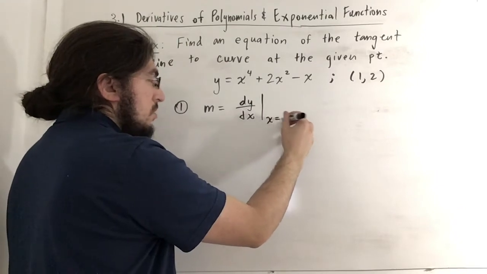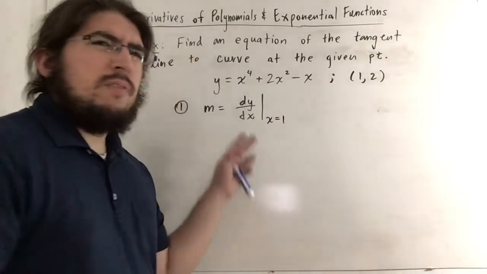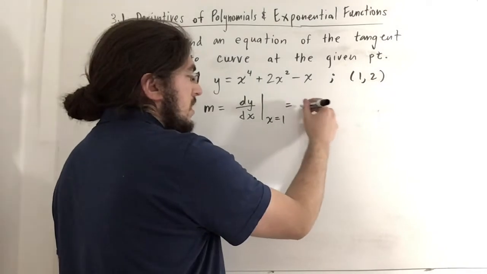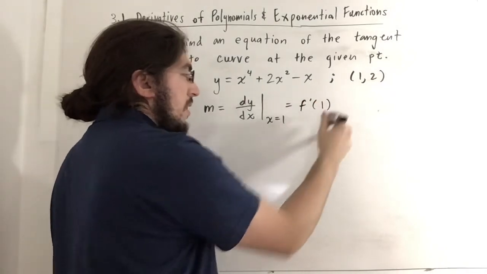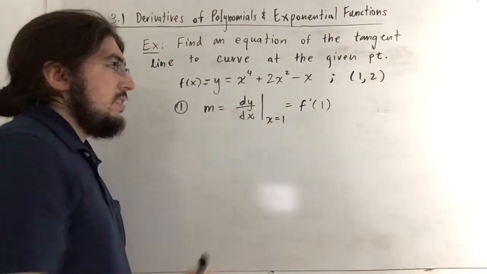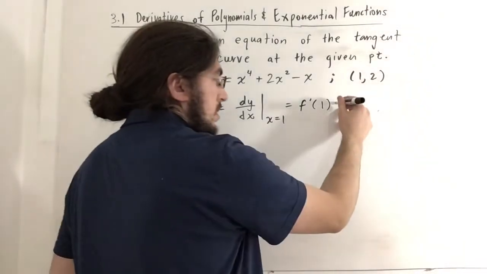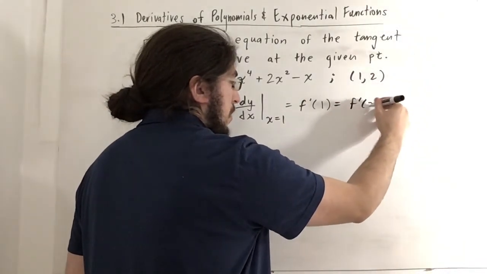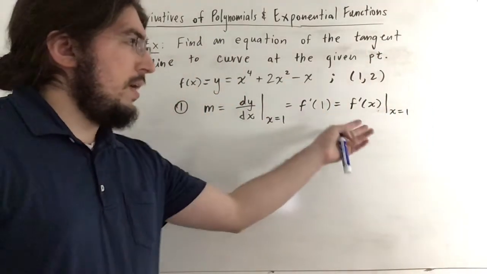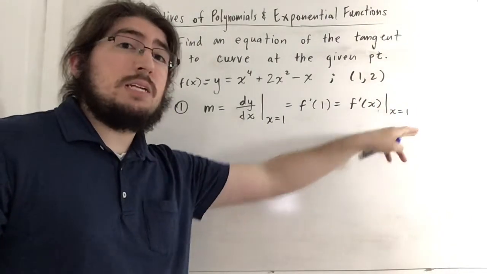Evaluated at x is equal to whatever the x value of the point was, which is 1. I don't know if I've quite shown this notation, but this just means evaluated at. Another way of phrasing this is f prime of the x value, f prime of 1. So if we call our y f of x, then this is another notation for that. So just to recall, this is f prime of x evaluated at x equals 1. There's that evaluated line again, just to remind us what we're doing. First, we're finding the derivative of f, then we're plugging in x equals 1.